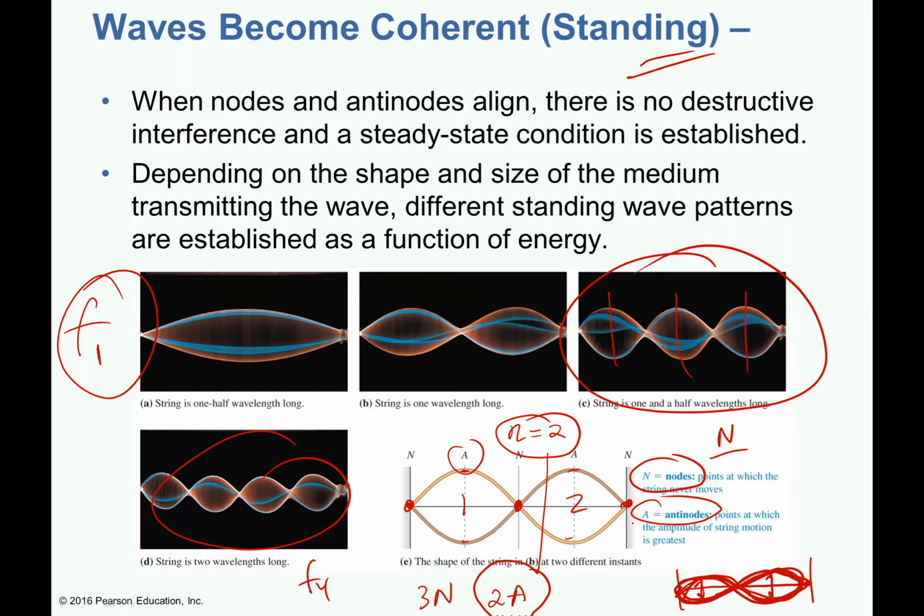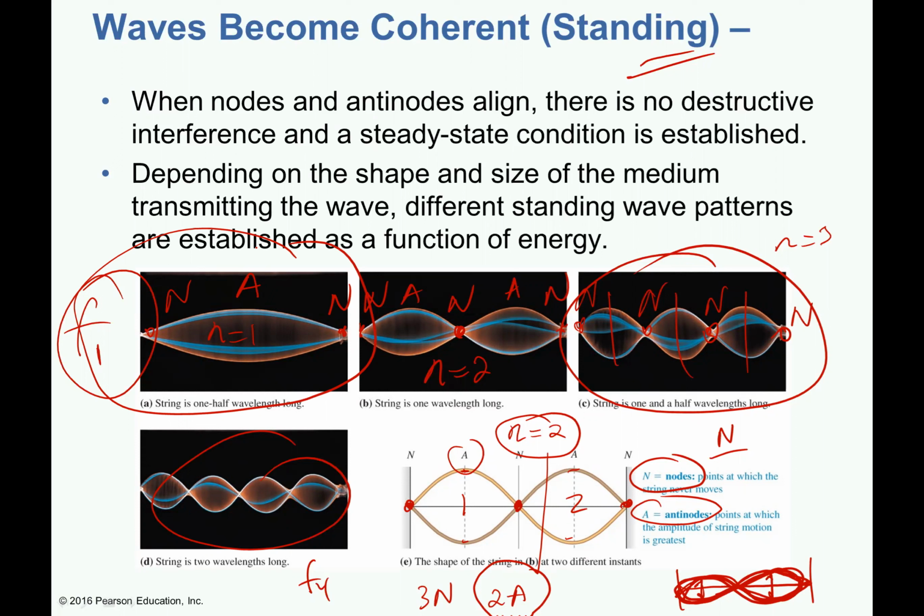1, 2, 3 antinodes, and 1, 2, 3, 4 nodes. So here's a node, here's a node, here's a node, here's a node. So 4 nodes, 3 antinodes, then n equals 3. Here, let's say here's one node, another node, and the third one, and 2 antinodes. That means here you have n equals 2, okay? And then here is the lowest one where you have n equals 1, because you have 1 antinode and 2 nodes.